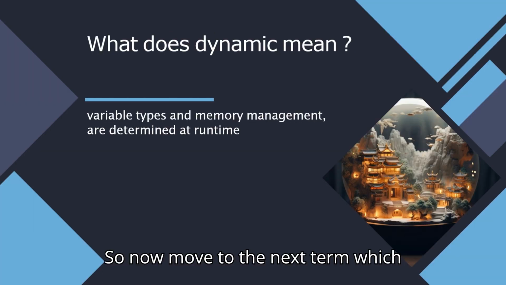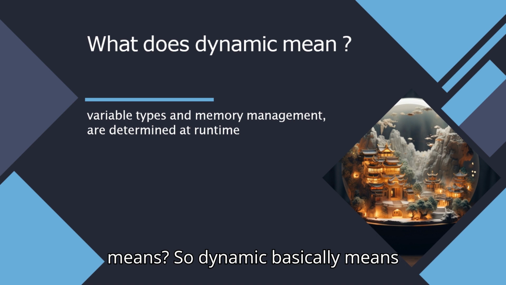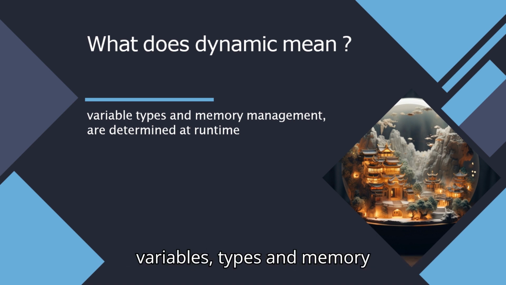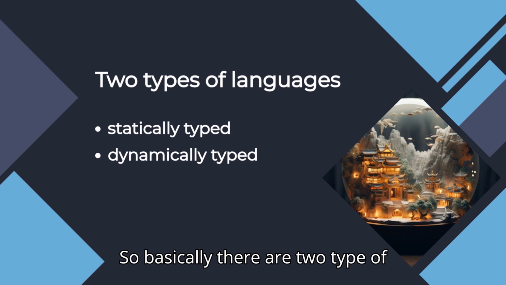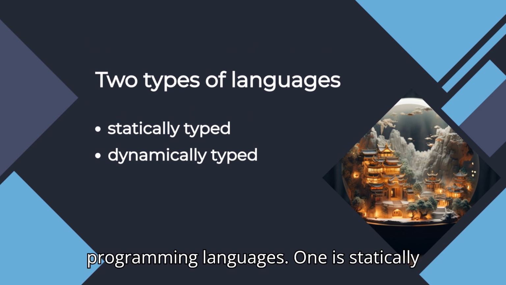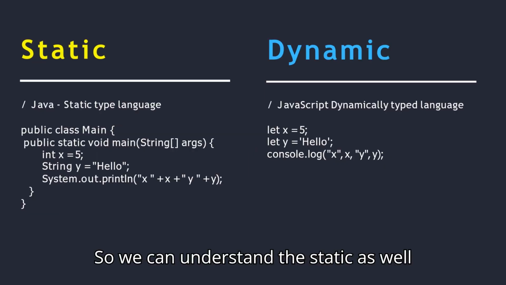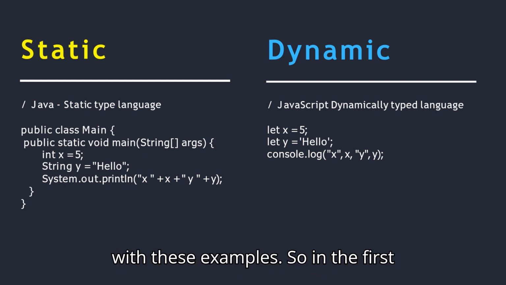So now move to the next term, which is dynamic. So what does the word dynamic mean? Dynamic basically means that in some programming languages the variable types and memory management are done at runtime. So basically there are two types of programming languages. One is statically typed and the other is dynamically typed. So we can understand the static as well as dynamic type programming languages with these examples.